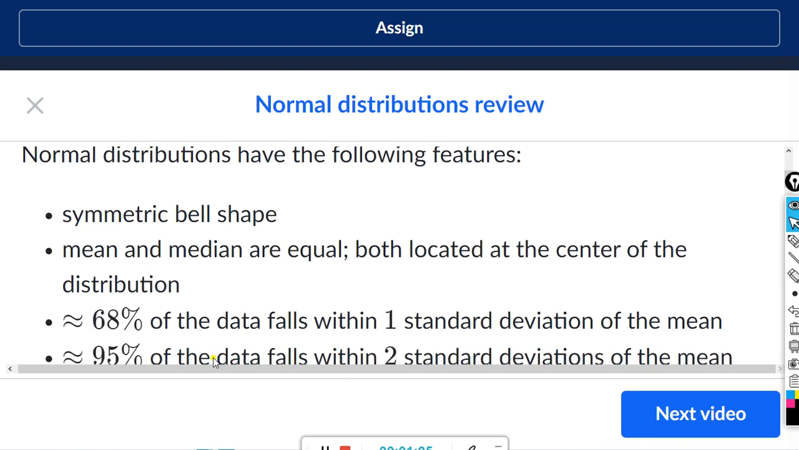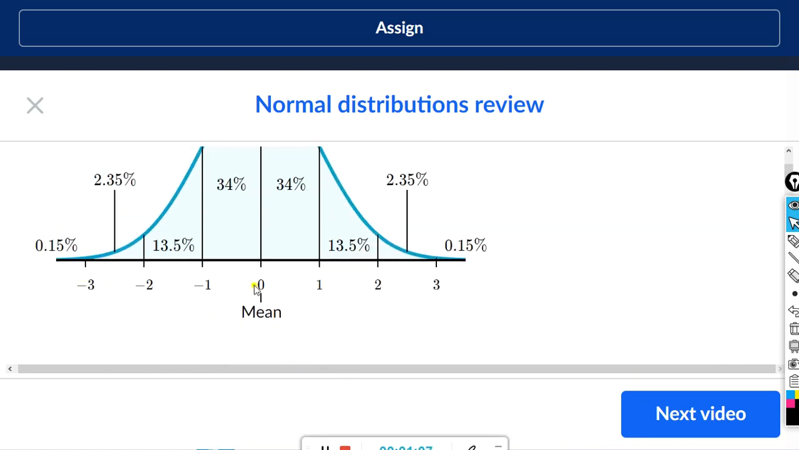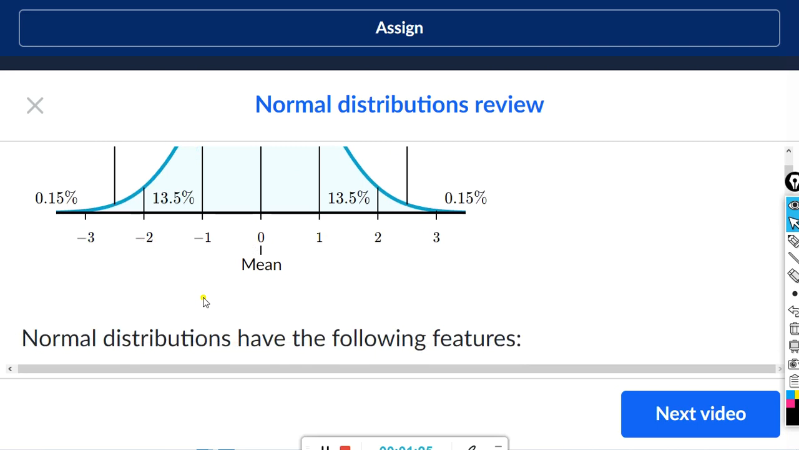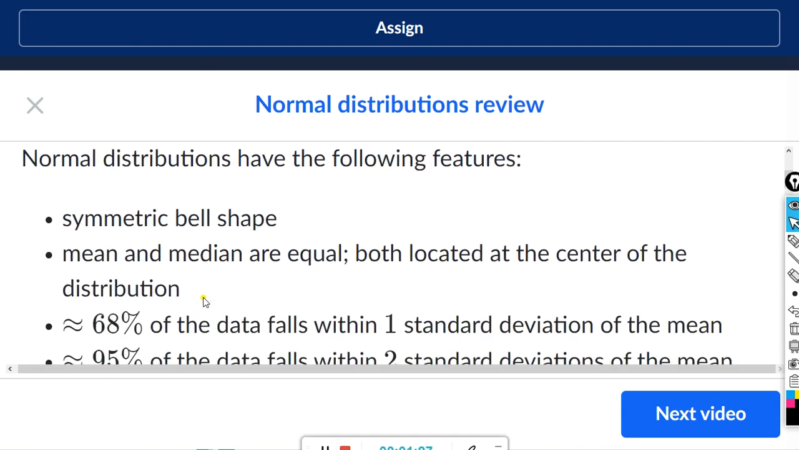These numbers on the bottom are just your z-scores. Remember, z is positive going to the right, which means that's greater than the mean, and z-scores are negative going to the left, which means it's less than the mean.